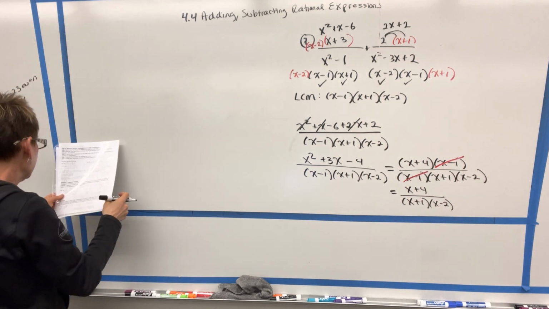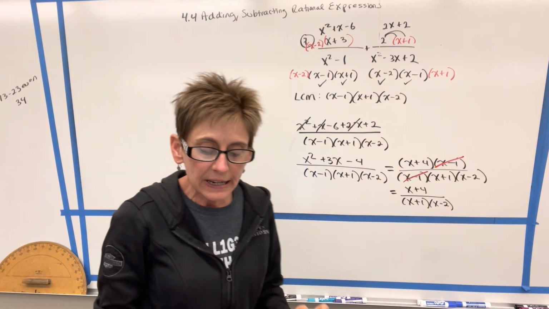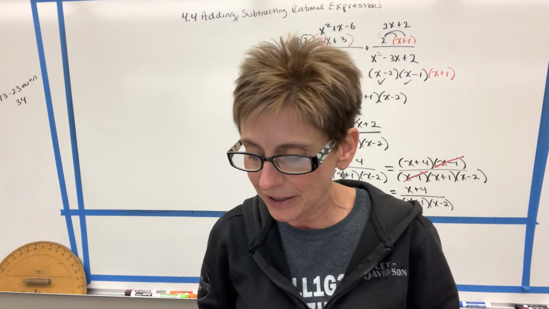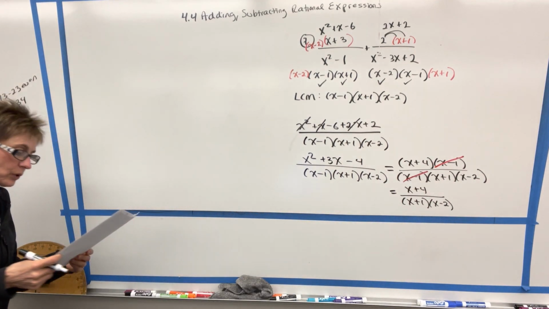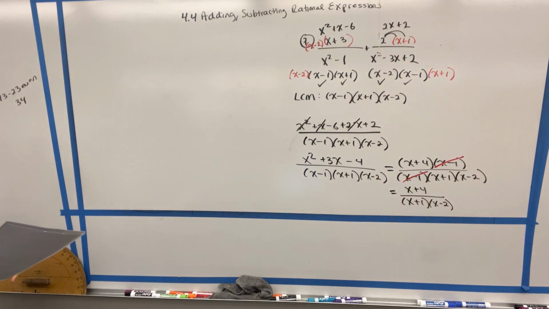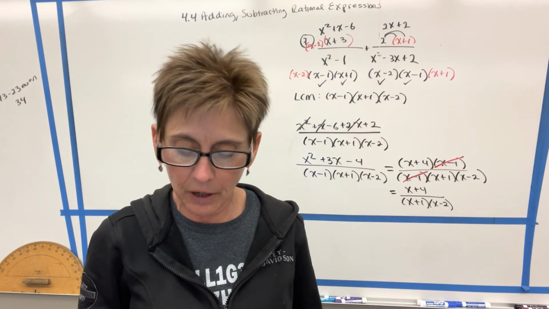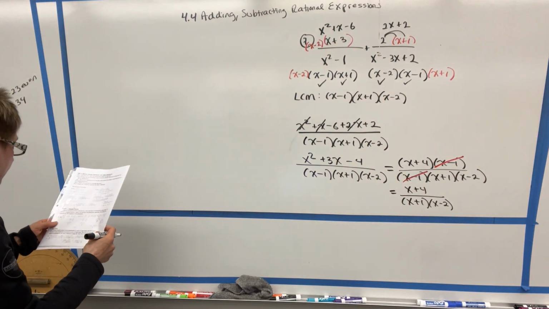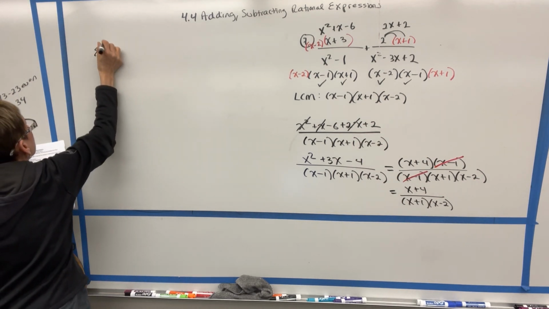Let's go ahead and talk about something called a compound fraction. Now, a compound fraction is essentially a fraction inside a fraction. To simplify a compound fraction, we're going to simplify the numerator and denominator separately, and then we're going to multiply the numerator by the reciprocal of the denominator, and I will explain that to you. So this is going to be example, I believe, 8.